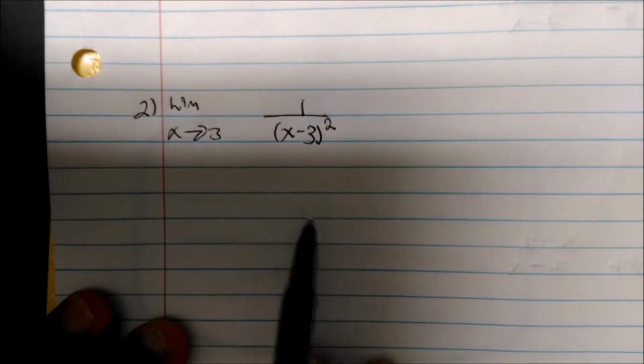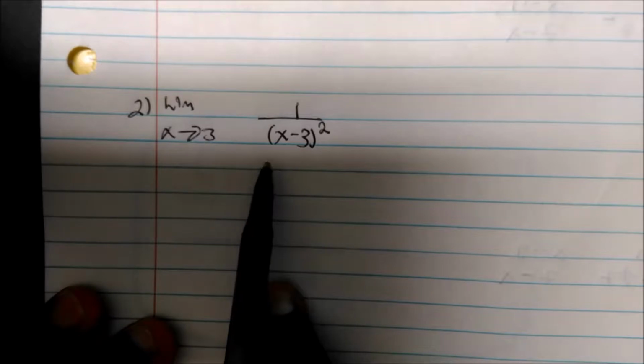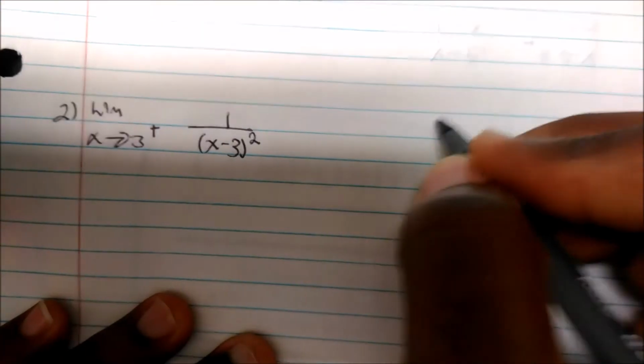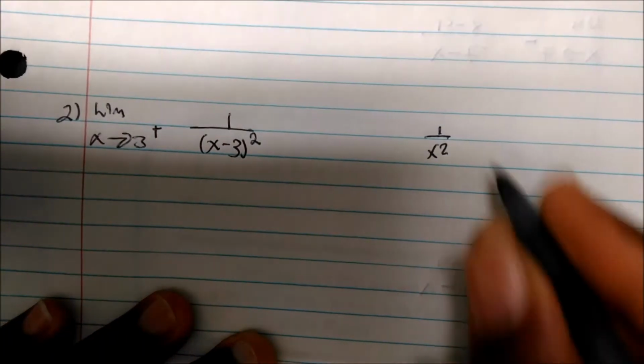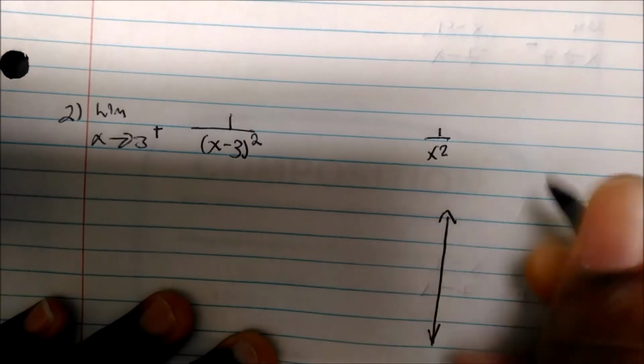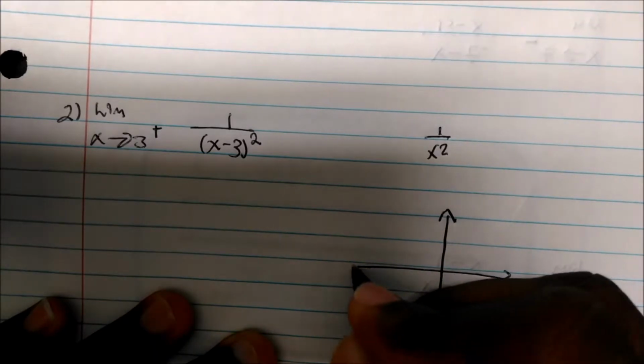Let's look at this one. As x approaches 3 from the right, I'm sorry about that, this should be from the right. All right, and this is your function 1 over x squared. Again, knowing how your function looks makes your calculus much easier in these types of situations.